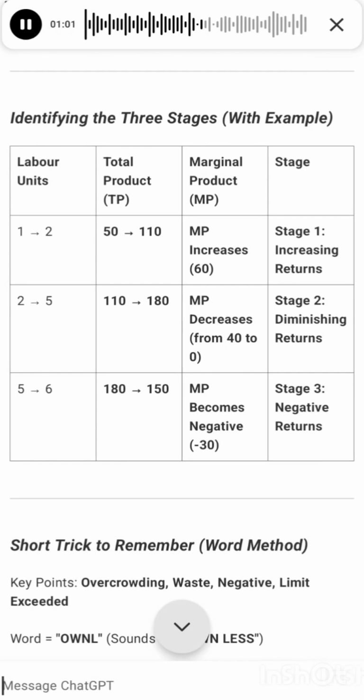Identifying the 3 stages with example: labor units, total product, marginal product. Stage 1, increasing returns: MP increases, 60. Stage 2, diminishing returns: labor 2 to 5, total product 110 to 180, MP decreases from 40 to 0. Stage 3, negative returns: labor 5 to 6, total product 180 to 150, MP becomes negative 30. Now, a short trick to remember.